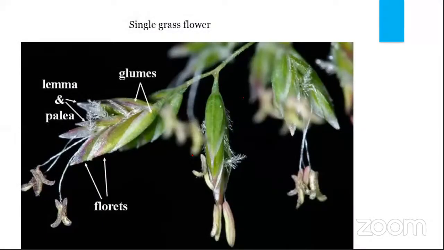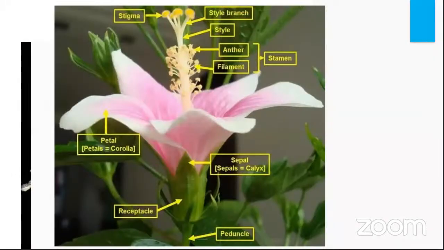Then we also saw the grass flower, how it looks. This is the grass flower. If you look at it critically, you see that these are some of the flowers which are modified for wind pollination. The stigma is feathery. You can see the stigmas are feathery. So we looked at all those things last time.